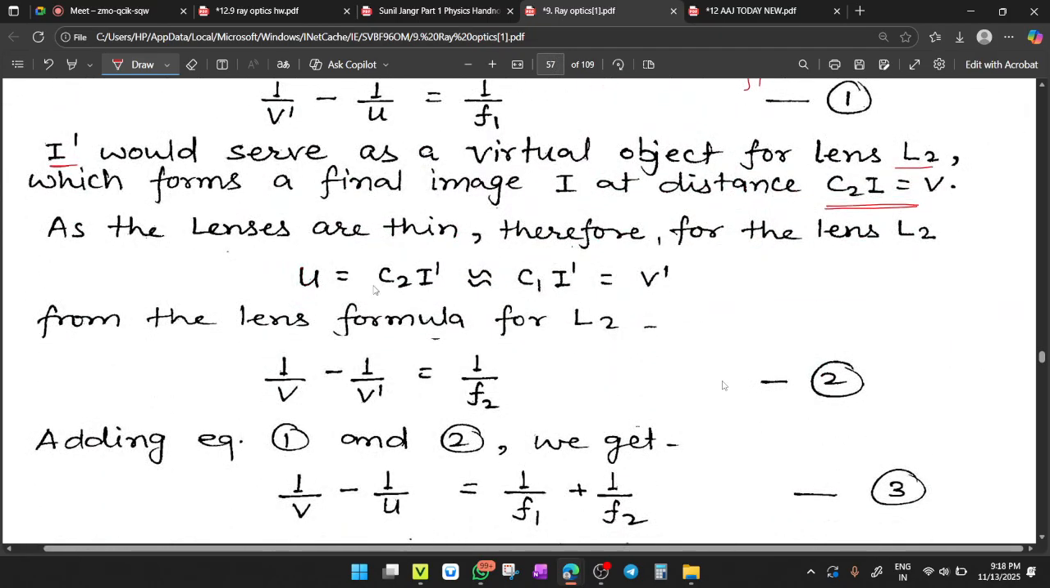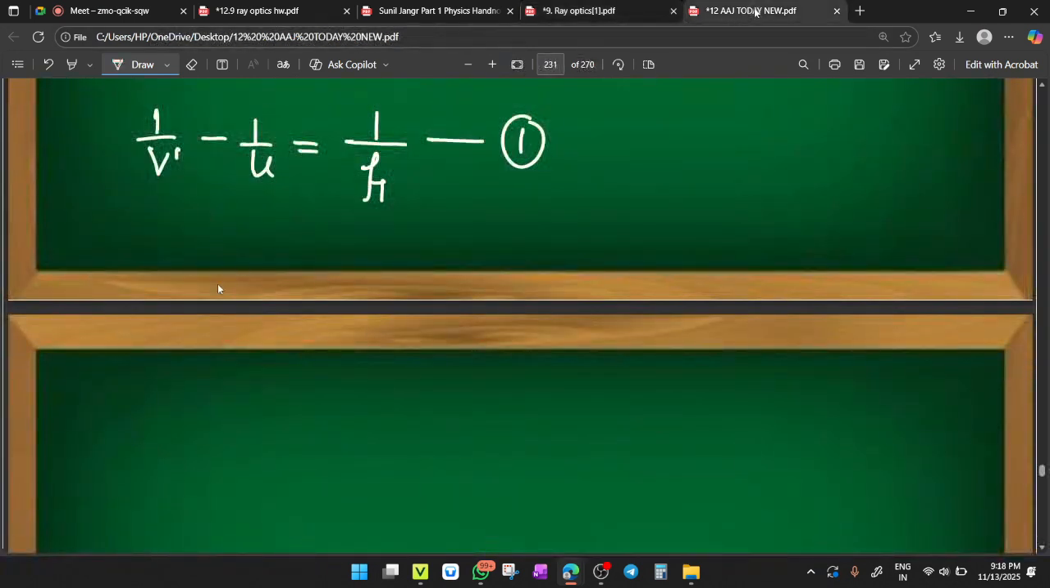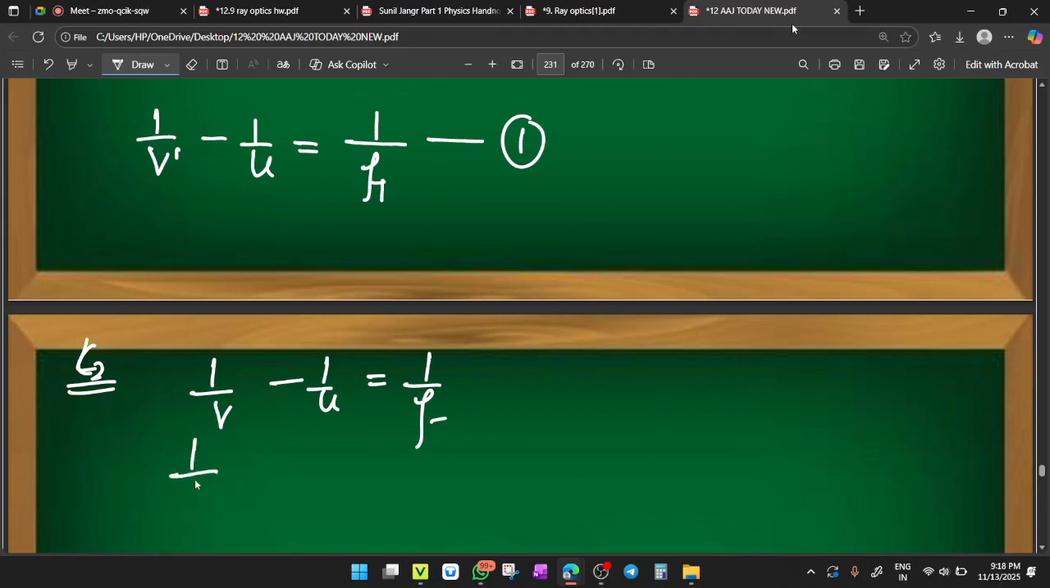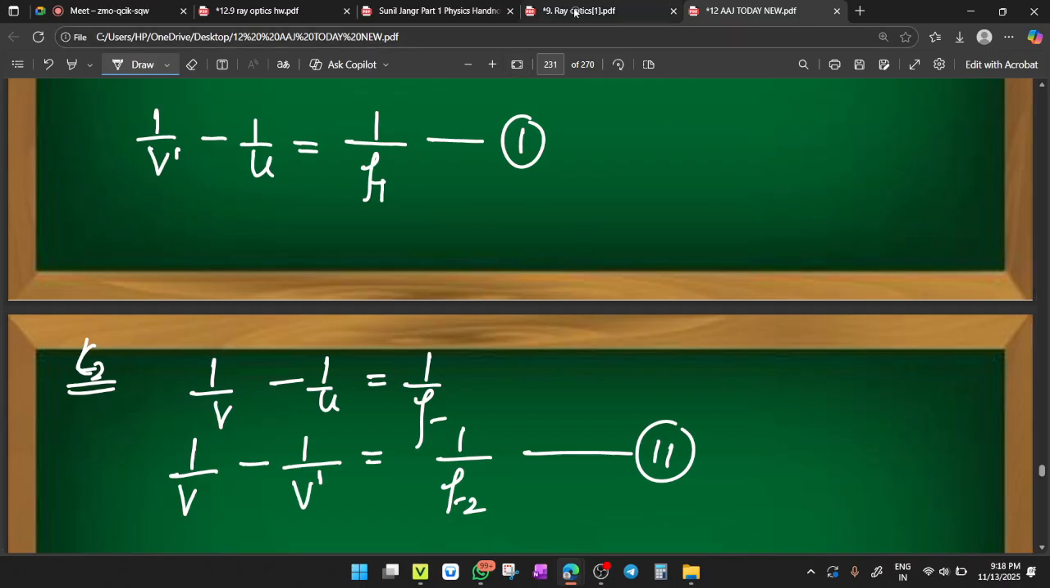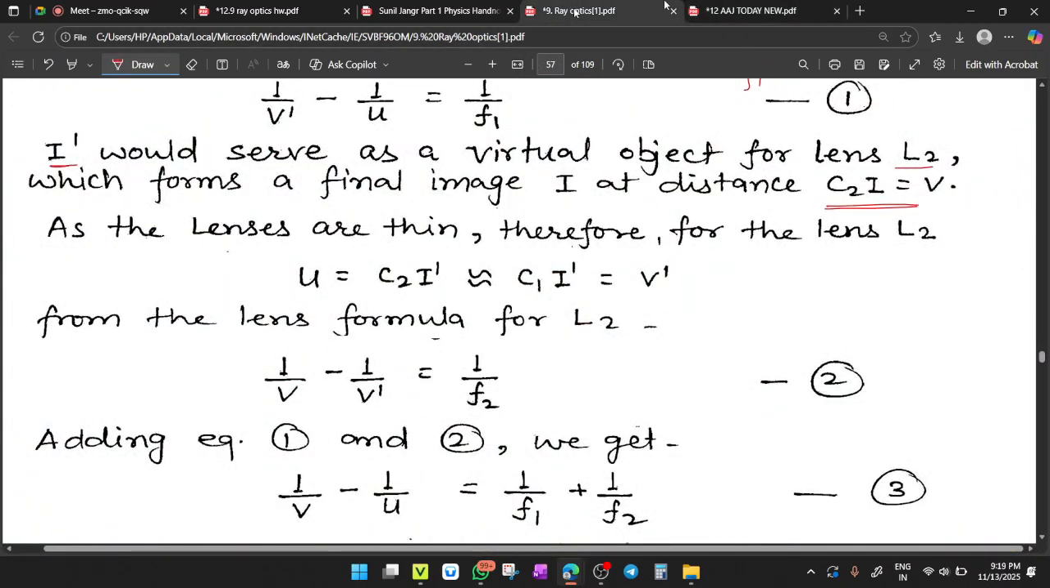So apply the formula. What is the formula again? Apply the lens formula for the second lens L2: 1 upon V minus 1 upon U equals 1 upon F. So for the second lens, your final image is at V, minus your object, which is in the direction of the image, V dash, equals 1 upon F2. Clear or not clear? So 1 upon V minus 1 upon V dash equals 1 upon F2.